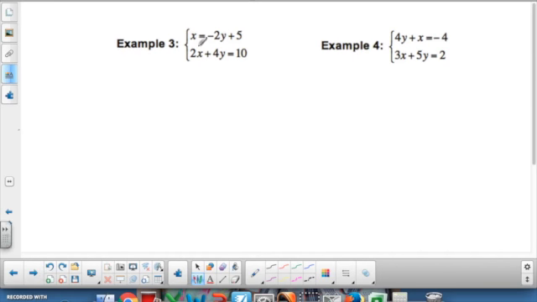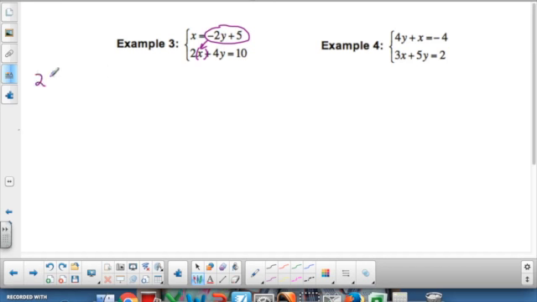Right, example 3. This time I have my x isolated instead of my y, so I am going to still substitute. I know that x is equal to negative 2y plus 5, so I'm going to substitute that in place of this x. Try to use parentheses there because it helps remind you that you're going to have to distribute this 2 to all these different terms that are equal to the x.